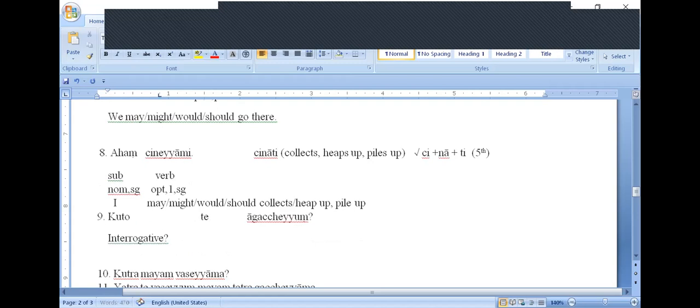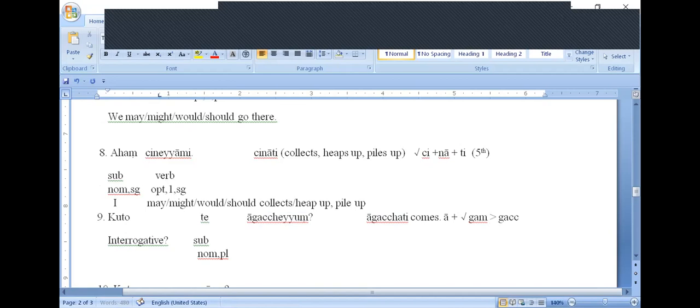So there is the third person plural, but here also is a subject, right? So subject should be which case? Nominative singular. Nominative, not singular, nominative plural, right? This one you'll learn in future. Okay, now for this agacheyum, what is the present tense for this? Agachati. Okay, agachati. How do you get the agachati? The prefix a plus gam, so change it to ga, gam plus a and d. Okay. So this is updated.